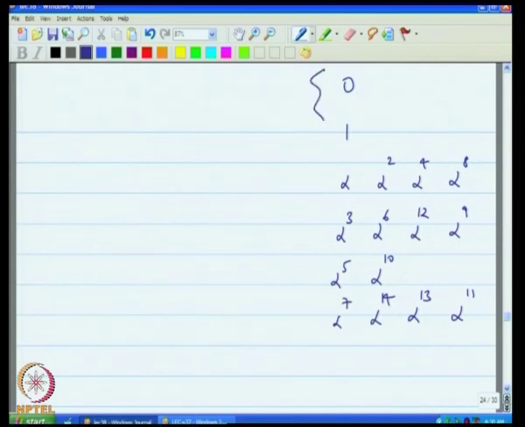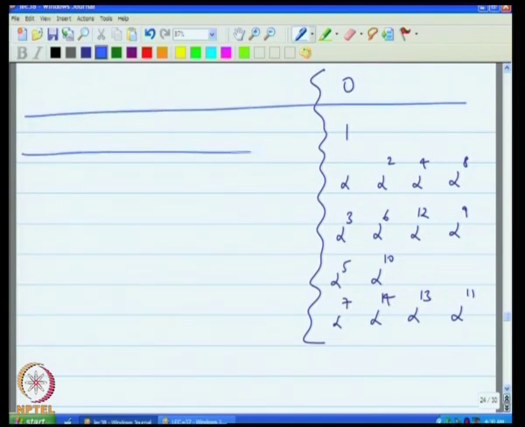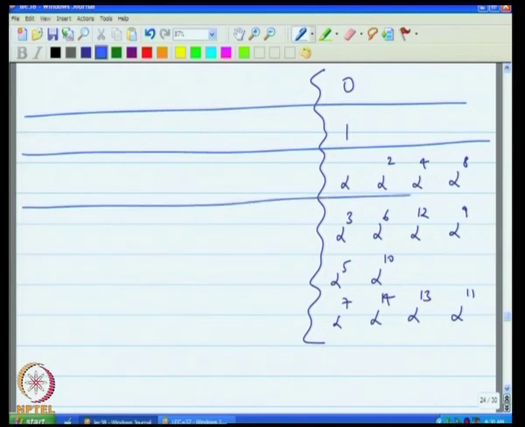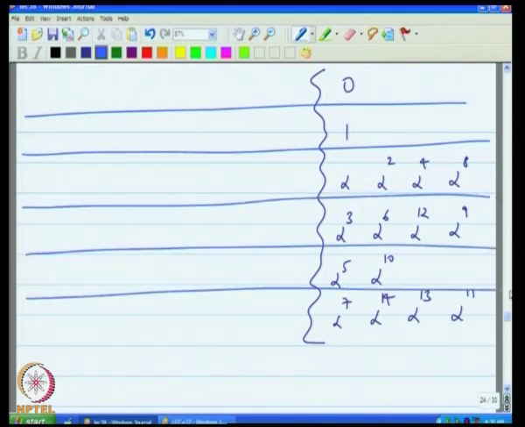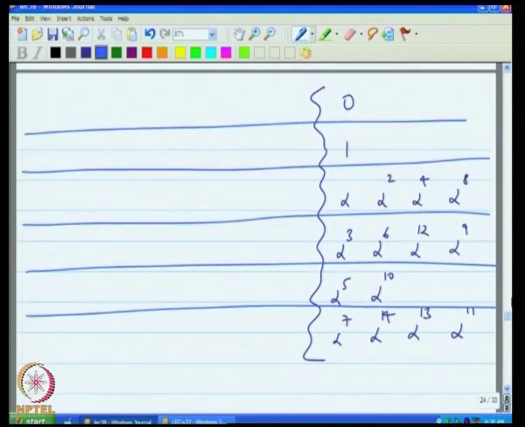So, this is the collection of all elements in the finite field, and at first glance this looks like a rather peculiar way of organizing it. It does not seem to have any structure, but we will actually see what the structure is. First of all, we want to identify, so this is a bunch of 4 elements.